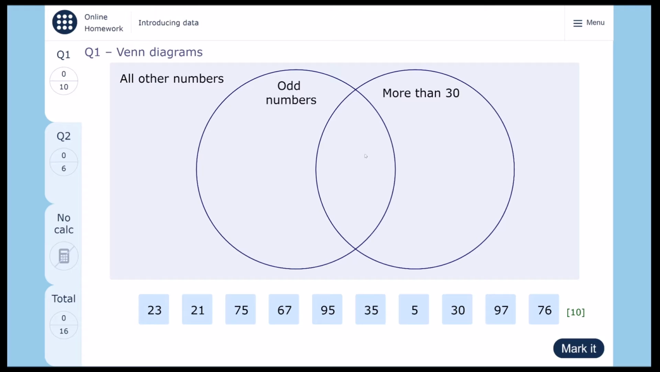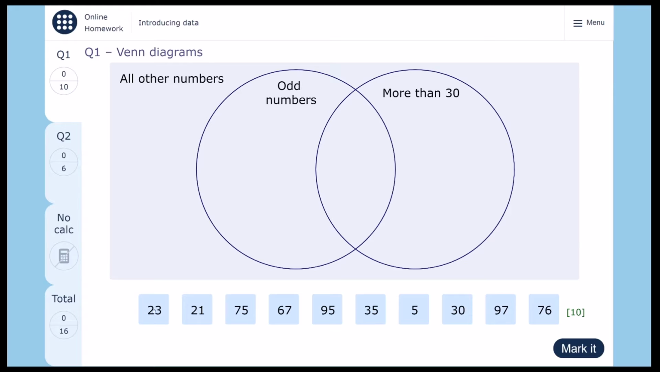Firstly, the bit in the middle. They're for all of the numbers that are both odd and more than 30. If we have a number that is only odd but not more than 30, it should go on the left hand side. If we have a number that is only more than 30 but isn't odd, it should go on the right, and any other numbers should go on the outside of our Venn diagram.